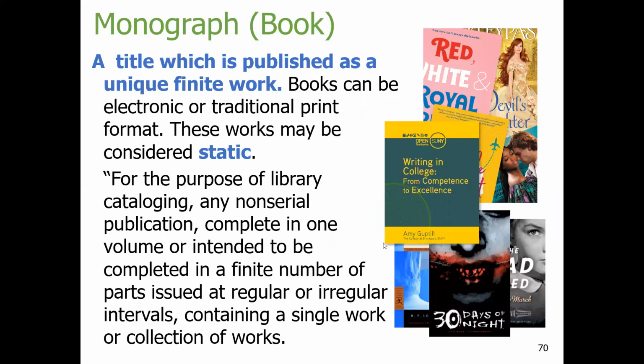So a monograph is a title which is published as a unique finite work. I think most of us recognize a monograph or a book. They can be electronic or traditional print, and these works may be considered static, so they don't continue on. There are occasionally some sets that continue on, but the difference between a monographic set and a serial is that a monographic set is meant to actually end. The publisher knows in 25 volumes this will be done. This is a 25 volume collection. There's something about it to tell you that.